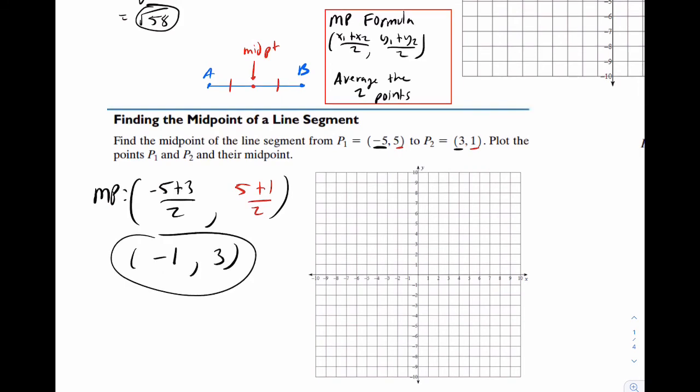Now to understand it, let's actually plot it again. (-5, 5) is right here. (3, 1) is right here. I'll connect it. And notice how it is completely accurate. (-1, 3), we can kind of eyeball it. There's your midpoint. So essentially the formula is averaging the x coordinates to get this piece, and it's averaging the y coordinates to get the vertical component. And that's all there is to it.